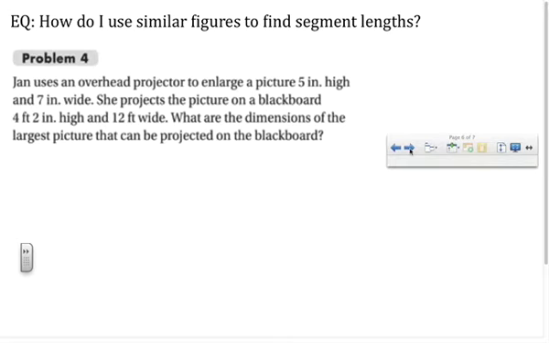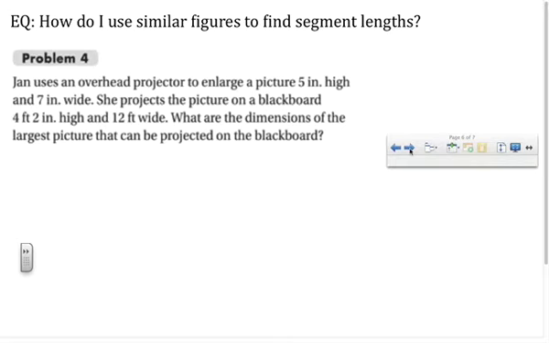Ideally, does it make sense that if the dimensions of the picture are proportional to the dimensions of the blackboard, that means that the picture and the blackboard are similar and it will fit perfectly enlarged? Does that make sense? Okay, so that would be ideal. Let's see if that's actually the case. So the picture is 5 by 7, and I want to check whether that picture is similar to the blackboard. But oh, the blackboard is in different dimensions, and even more funky, it's in feet and inches.